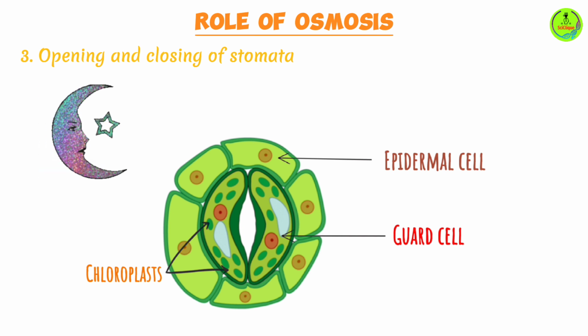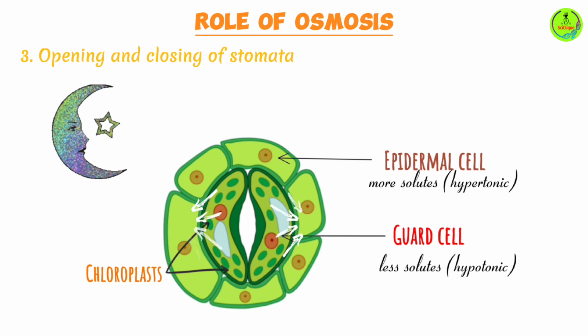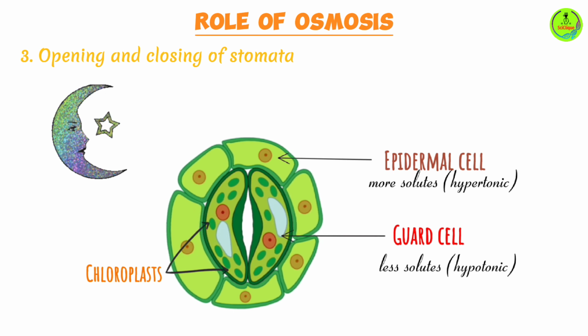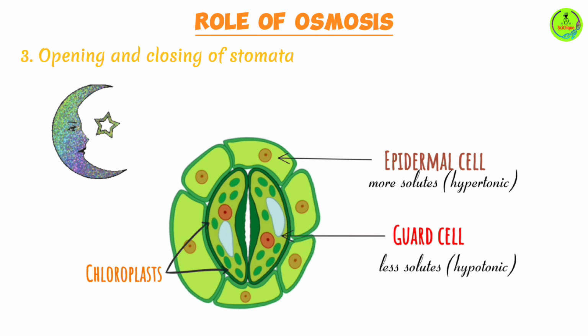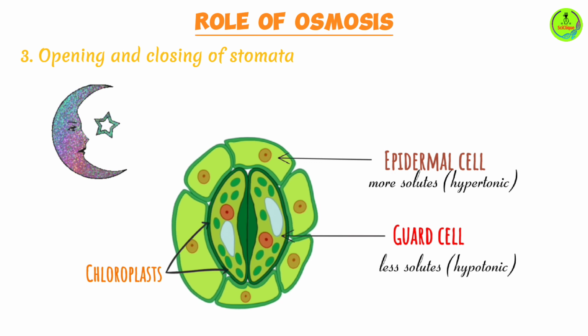At night, guard cells cannot carry out photosynthesis because there's no light. So what happens is that their concentration of solutes goes down. So they now become hypotonic to the surrounding epidermal cells. So water molecules move out of the guard cells and into the surrounding cells by osmosis. On losing water, the guard cells lose their turgidity, draw close to one another, closing the stomata. And this is the reason why the stomata are closed at night.